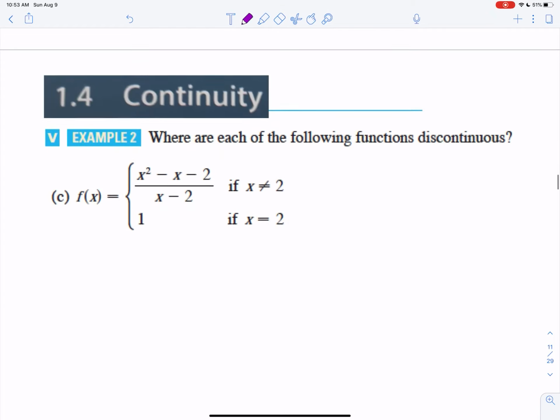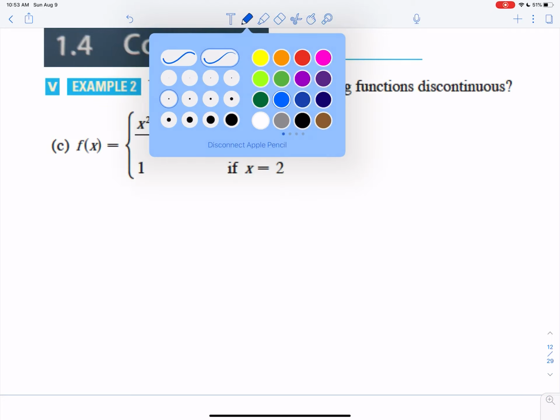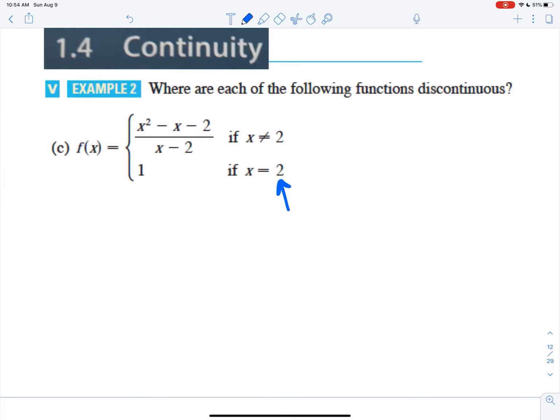Okay? Here's another one. Part C, I think, or D. I always lose track. But here we go. Write it down. Okay, so we go down the list. Our value of interest here is, in this case, 2. So let's check. Condition number 1: is f of 2 defined? Okay, in this case, it is. When x is exactly 2, it's 1. So it passes the first test.